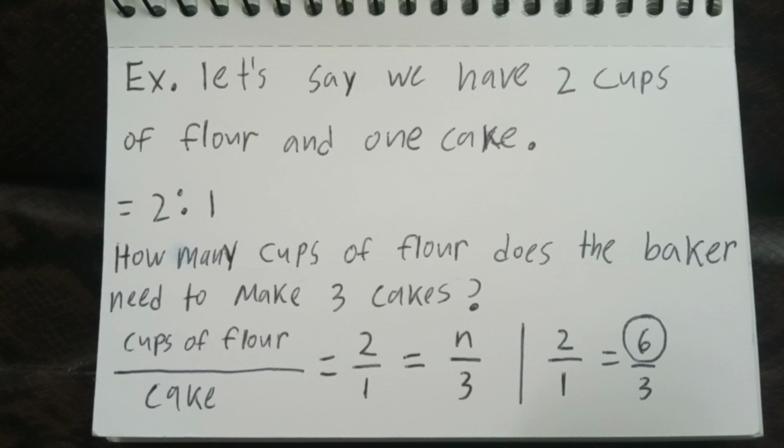Since we have 3 cakes, how many cups of flour does the baker need? Since we don't know the answer yet, we can just put n. And now we can start cross multiplying. So 2 times 3 is 6 and 1 times n is 1n.